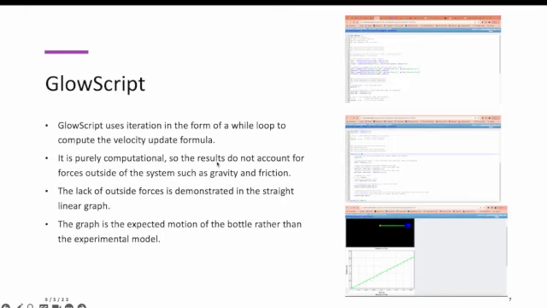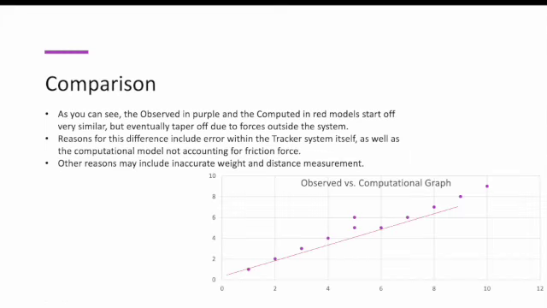One thing to keep in mind is that this is purely computational. Once again, I keep reiterating this, but because it's purely computational, the results are linear, since it has no effect from forces outside the system, such as gravity and friction. Because it lacks the outside forces, it's a straight linear graph. This is how we expect the bottle to move rather than how it actually moves, which is what we saw in Tracker. So this is the GlowScript.